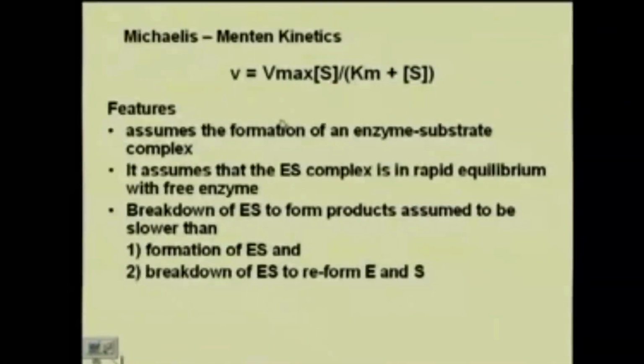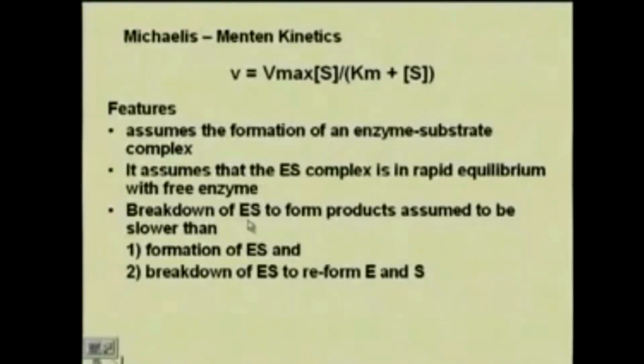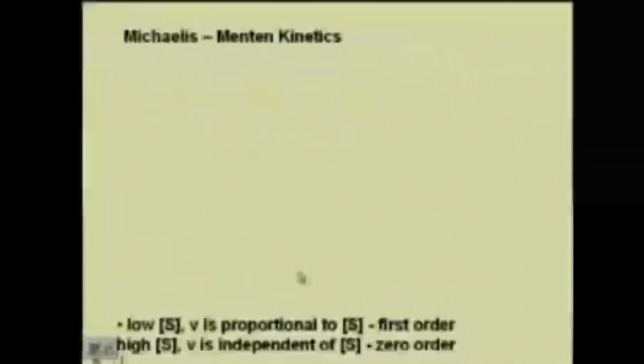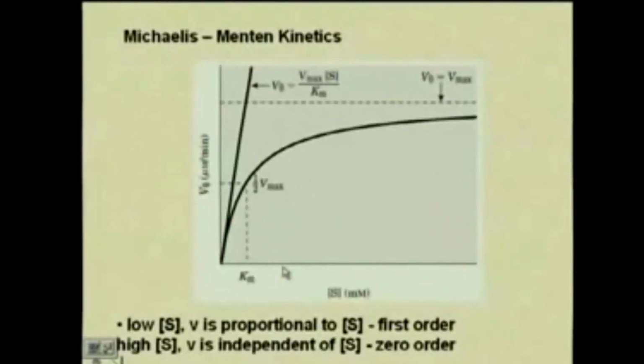What are the features of enzyme kinetics, or Michaelis-Menten kinetics, as it is called? It assumes the formation of an enzyme substrate complex. There is a pre-equilibrium where the enzyme substrate complex is in equilibrium with the free enzyme. Then the breakdown of the complex to form product is slower than the formation of ES and the breakdown of ES to reform E and S. Okay? So, basically what we are looking at is a picture like this. That is exactly what happens.